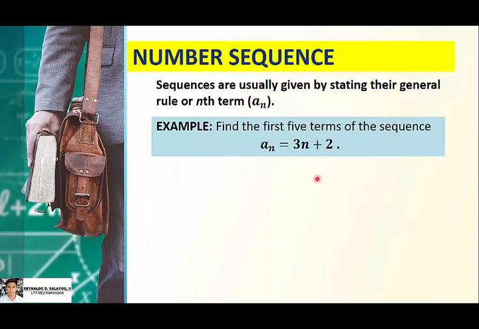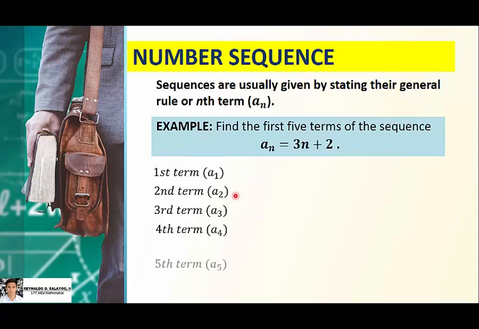Now, in order for us to identify the first 5 terms, we need to understand that the first term is represented by a sub 1. The second term is represented by a sub 2. The third term is represented by a sub 3, the fourth term a sub 4, and last, the fifth term is represented by a sub 5. As you observe, for the first term, the value of n is 1. For the second term, the value of n is 2. For the third term, the value of n is 3, and so on and so forth.